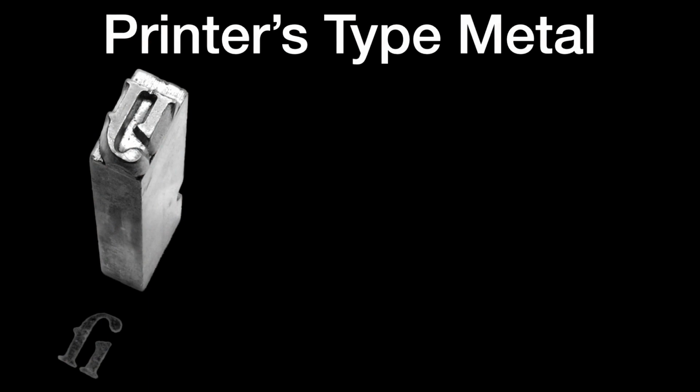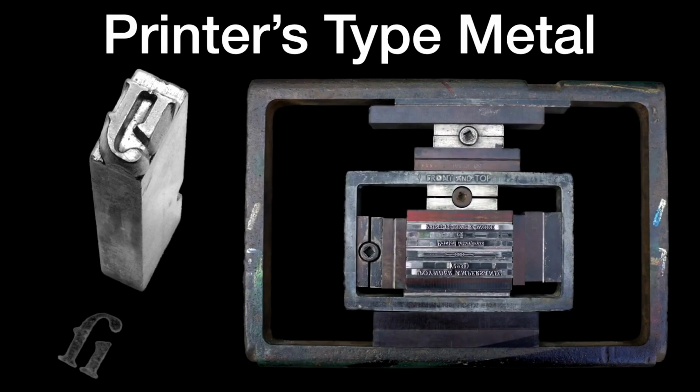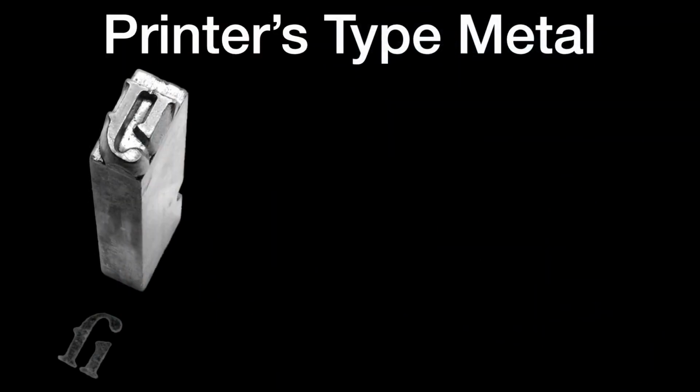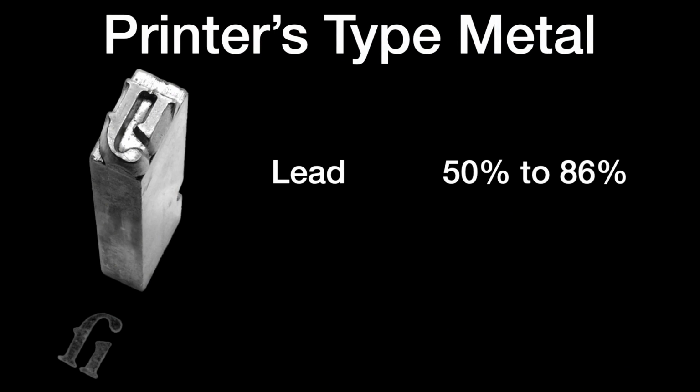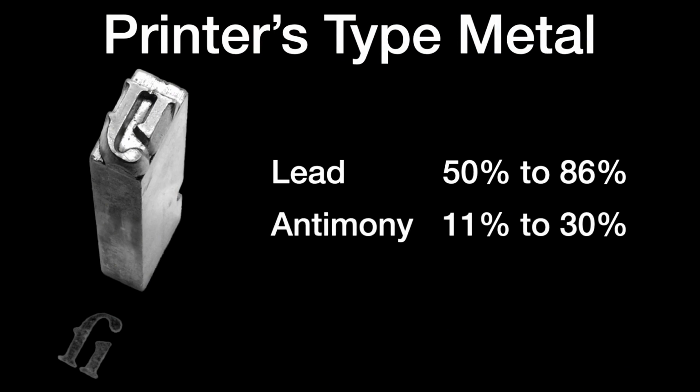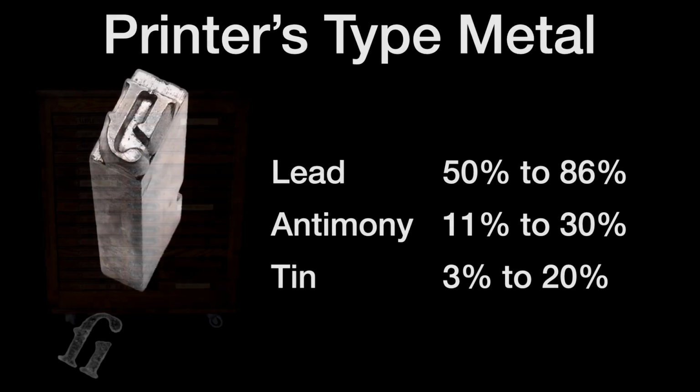Before the laser printer or the inkjet printer, letters were placed on the page by pressing inked pieces of metal with letters molded into them to the paper page. Each letter was laboriously placed, one at a time, into a frame called a chase. These letters, or type as they were called, were made from a low-melting but strong alloy consisting of 50% to 86% lead, 11 to 30% antimony, and 3 to 20% tin. The formula changed depending on the usage.